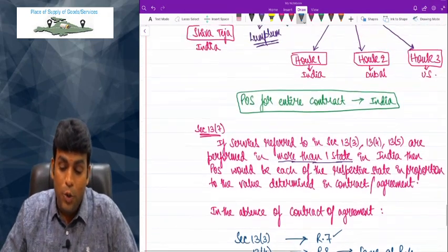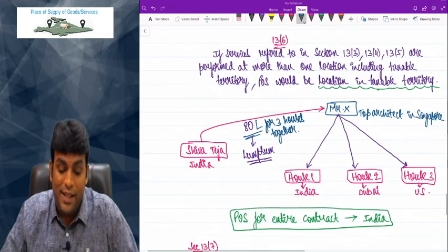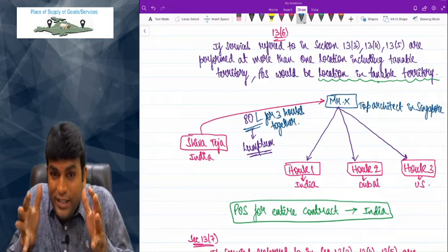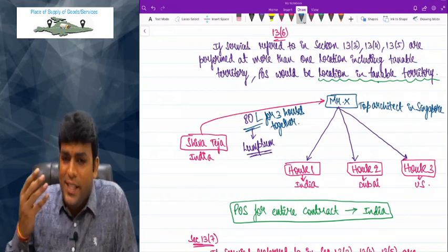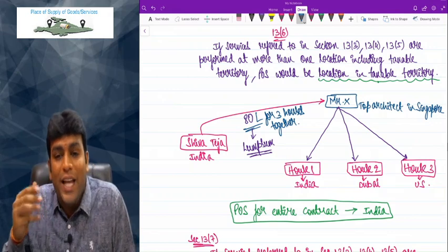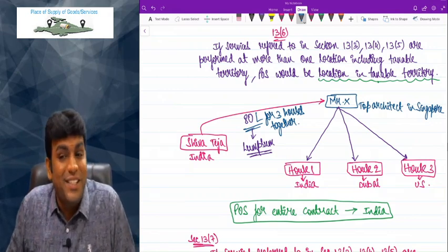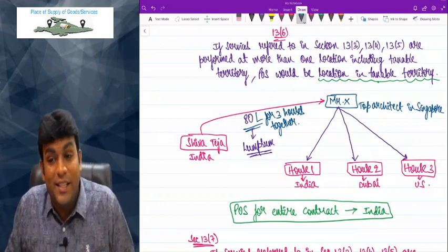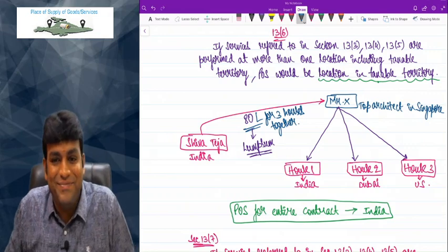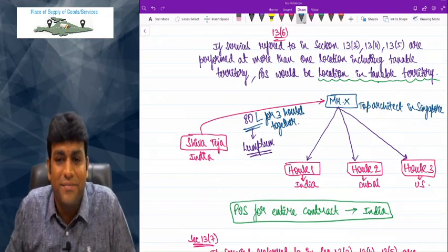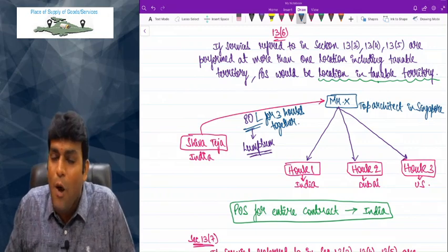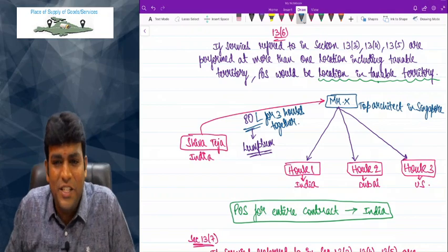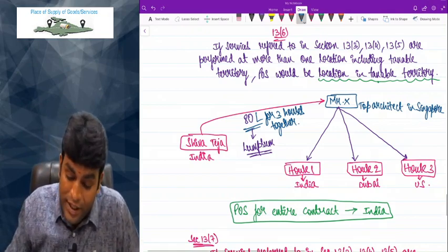So friends, I hope you got the difference between 13.6 and 13.7. 13.6 is talking about Rules 3, 4, 5 at more than one location, including India, including taxable territory. 13.7 is talking about Rules 3, 4, 5 in more than one state. So I hope you get complete clarity here. Everywhere there is a big difference you should get clarity upon. Clear, right? Come on, speak out. Very, very interesting and important.